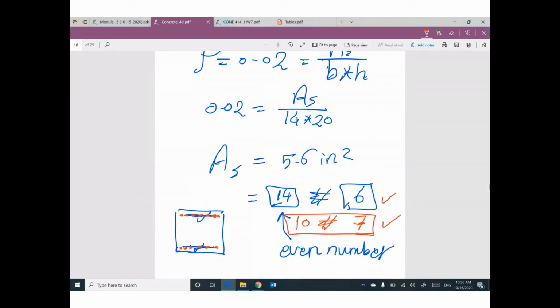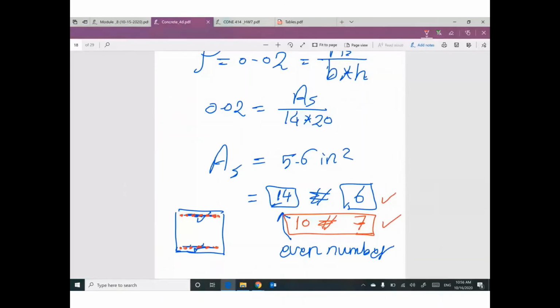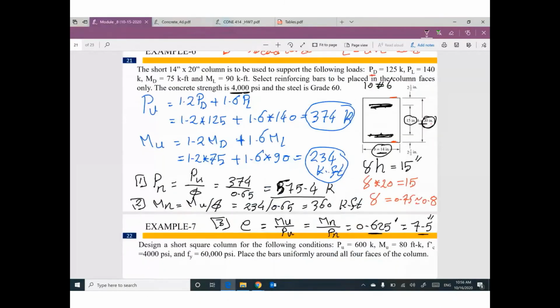So the final answer for this reinforcement, I'm gonna use 10 number 6, or I'm sorry, 10 number 7, or 14 number 6. I think 10 number 7 will be better. 5 and 5 will be good. Any question?